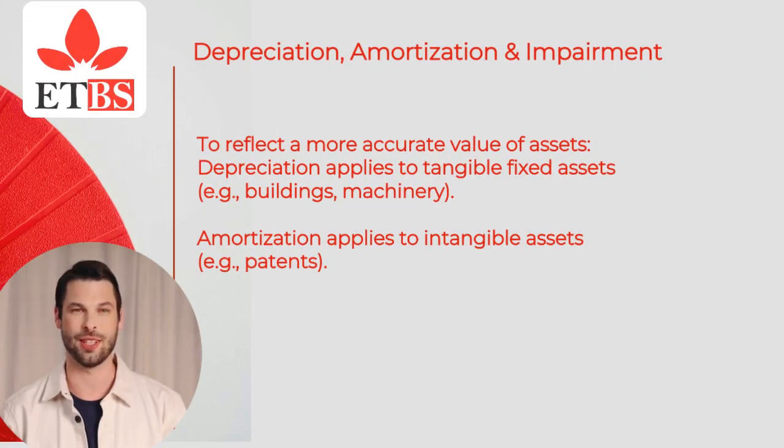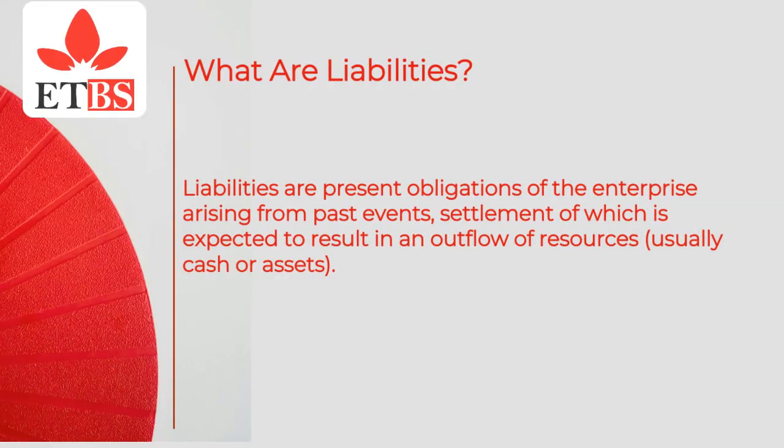Depreciation, amortization, and impairment. To reflect a more accurate value of assets, depreciation applies to tangible fixed assets, e.g., buildings, machinery. Amortization applies to intangible assets, e.g., patents. Impairment occurs when an asset's market value drops below its book value. Depreciation methods: straight line method, declining balance method, units of production method. Example: a 100,000 naira asset with a 5-year life will be depreciated at 20,000 naira per year using the straight line method.